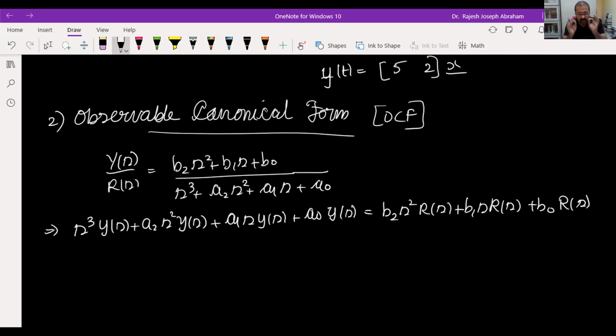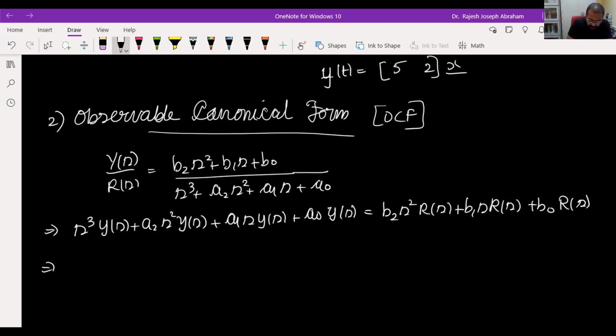Now what will I do? I will keep this s cube y of s term on the left side, and I will take all other remaining terms to the right side. I said I will keep the highest derivative of y, that means here it is s cube y of s on the left side, and I will take all the remaining terms to the right side.